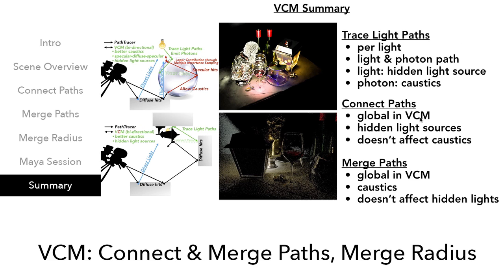Because as we saw, if everything is on, the render takes longer. If you're not doing a lot of caustics, maybe take trace light paths off those lights, or you can turn merge paths off. You'll get faster renders. If you don't have a lot of caustics, just hidden light sources, that'll work for you. So hopefully that helps you in your scenes and making decisions on which of these features to turn on or off.